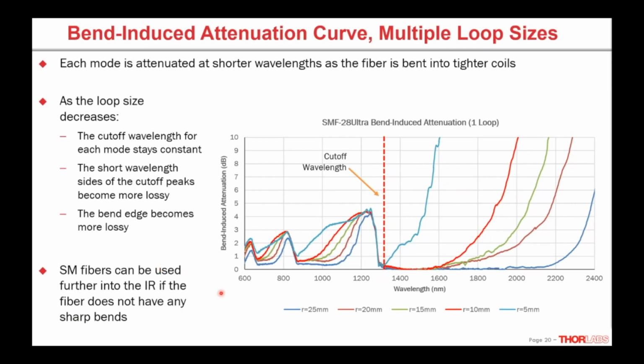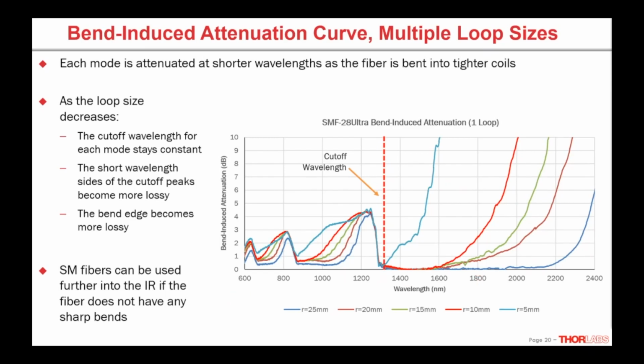As I said before, you can use the fiber further into the IR if you minimize the radius of the loops. There is another factor called microbending that we'll talk about later, where we effectively have the fiber, even if it's straight, it does behave like it's bent a little bit. We'll talk about that later. So that's a limiting factor as well.